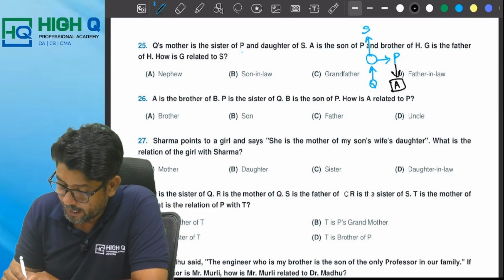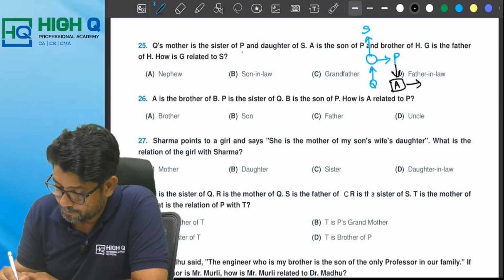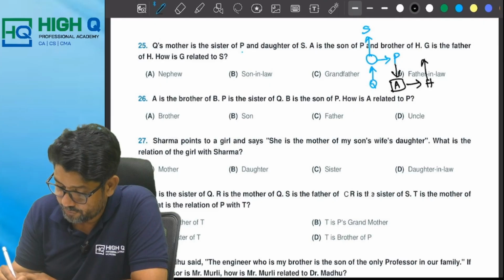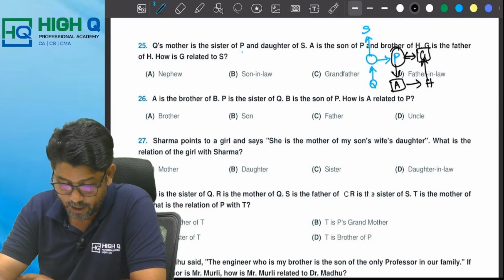A is the son of P, and brother of H. G is the father of H. Of course, father. So definitely these two are in a spouse relation and P is the mother.